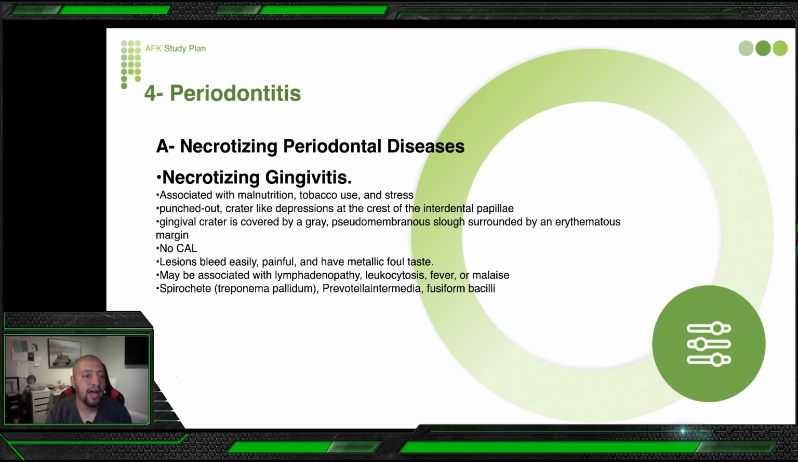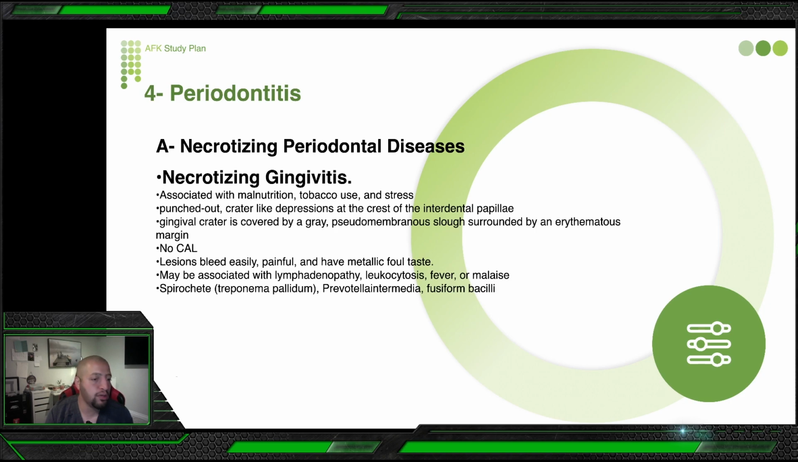In this case, you will have no clinical attachment loss. The lesion bleeds easily. It's painful, has a metallic foul taste, and may be associated with lymphadenopathy, leukocytosis, fever, or malaise. Spirochetes, Treponema pallidum specifically, B. intermedia, and fusobacilli are the culprits here. So it has a lot of bacteria involved, but these three are the culprits here.